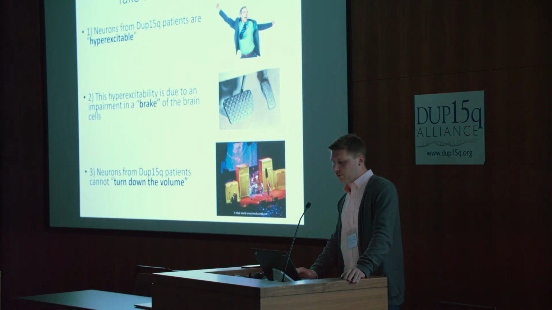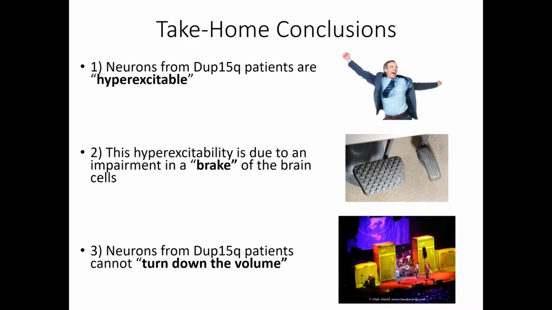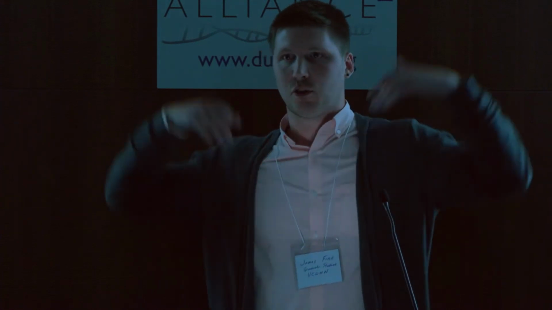So I've shown you that the Dup15q patient neurons are hyperexcitable. This hyperexcitability is due to an impairment in the brake, which seems to mean cells have less of the brake, and potentially some cells just don't have the brake at all, and that they also can't turn the volume down. So this sort of hand in hand, not being able to adjust the volume plus already an increase in baseline, might be a cellular version of seizure activity. I showed you in some of the movies a lot of bursting synchronous activity in these Dup15q neurons.